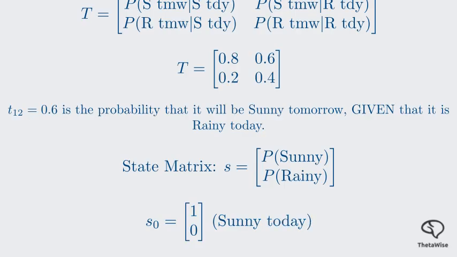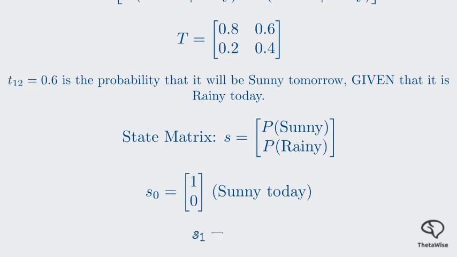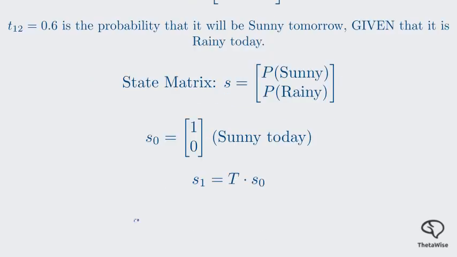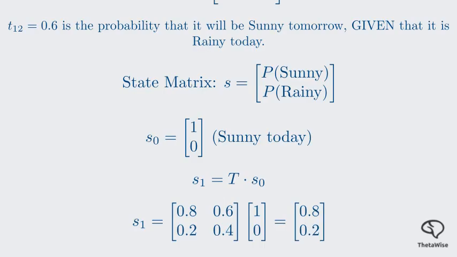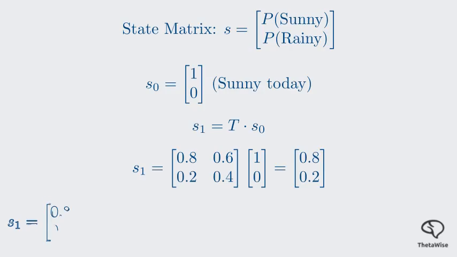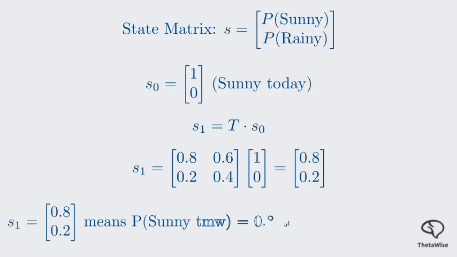To find the state matrix for tomorrow, S1, we simply multiply the transition matrix T by the current state matrix S0. So S1 equals T times S0. Performing the matrix multiplication, we get the state matrix S1. So what does this matrix S1 mean? It means that tomorrow, the probability of it being sunny is 0.8, or 80%, and the probability of it being rainy is 0.2, or 20%. This makes sense, as the problem states if it's sunny today, it's 80% likely to be sunny tomorrow.